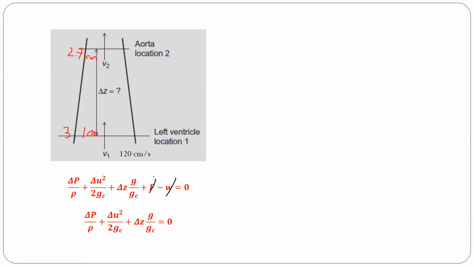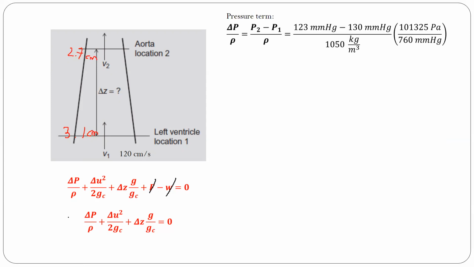Let's proceed and go through each term one by one, starting with the pressure term. For the pressure term, it's delta P divided by rho. I designated the left ventricle as point 1 and the aorta as point 2. Delta P is P2 minus P1 over the density. P2 is 123 millimeters mercury from the problem, while P1 is 130 millimeters mercury. The density is 1050 kilograms per cubic meter, the density of your blood.